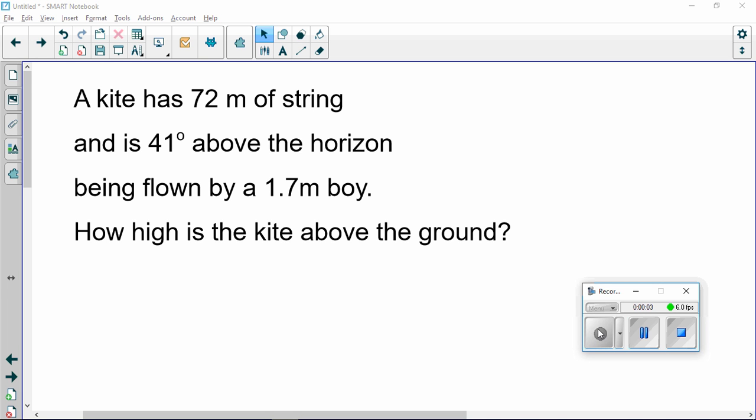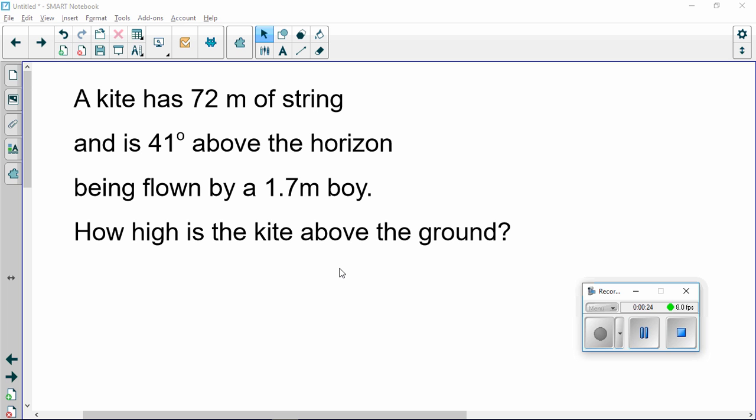This is a trig word problem as requested. The kite has 72 meters of string and is 41 degrees above the horizon. It's being flown by a boy who is 1.7 meters tall. How high is the kite directly above the ground?